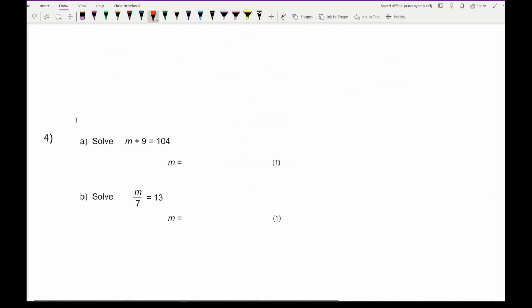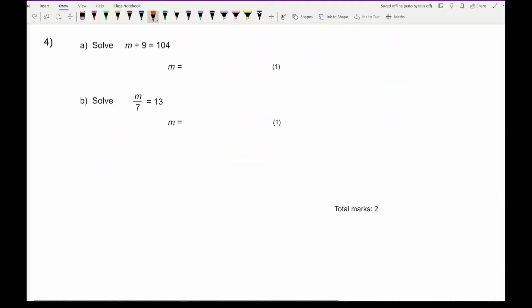Moving on to question 4, here we've got solving an equation. Here I want to solve it for m. So here I need to take away 9. So it's going to be 104, take away 9, which is 95. And then here I'm going to multiply by 7, so 13 times 7 gives me an answer of 91.